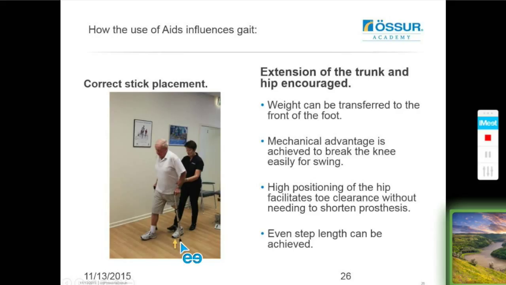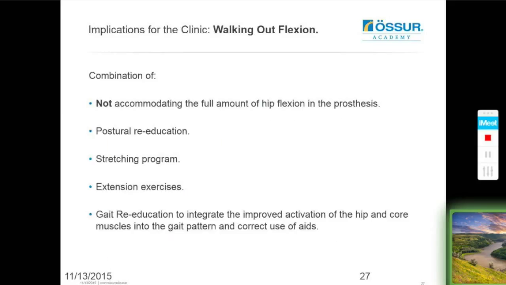What we need is the sticks to be placed correctly at the level where the metatarsal heads would be on the prosthetic foot, so he can weight bear right to the end of his prosthetic foot. Weight is transferred from the heel to the front of the prosthetic foot. Mechanical advantage of the hip on that side is achieved. The position of the hip is high and forwards. He's got anterior pelvic rotation happening there. It facilitates breaking of the knee joint and clearance of the prosthesis during swing phase, and an even step length can be achieved with the intact leg. So very important to place the sticks in the correct position.